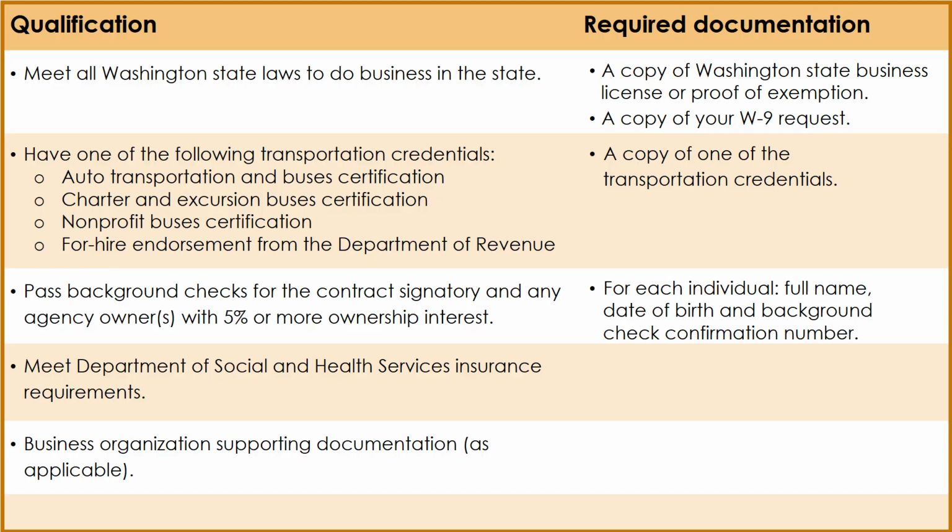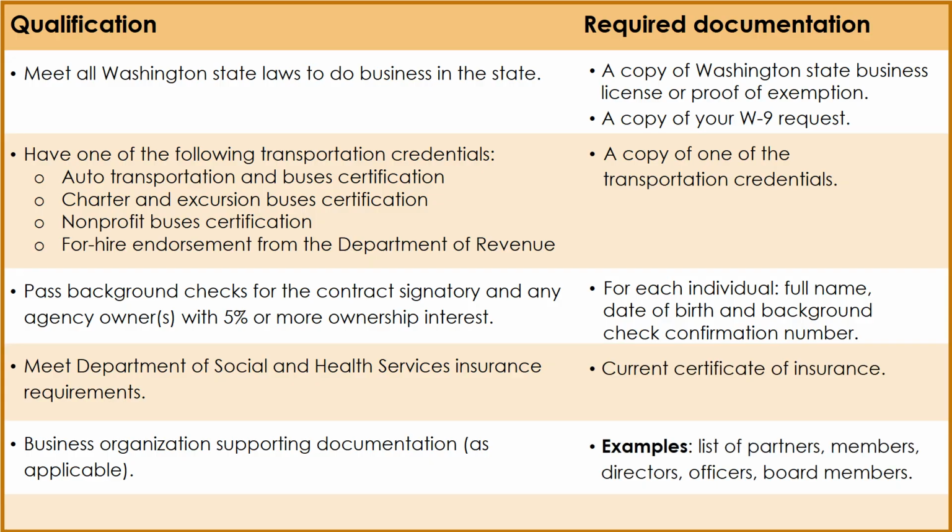For the contract signatory and each agency owner with 5% or more ownership interest, you need to submit their full name, date of birth, and background check confirmation number. A current certificate of insurance that meets the insurance requirements. Unless you are a sole proprietor, you will need supporting documentation of the business organization, for example, list of partners, members, directors, officers, board members, etc. Your rates or pricing sheet. This is for informational purposes only.